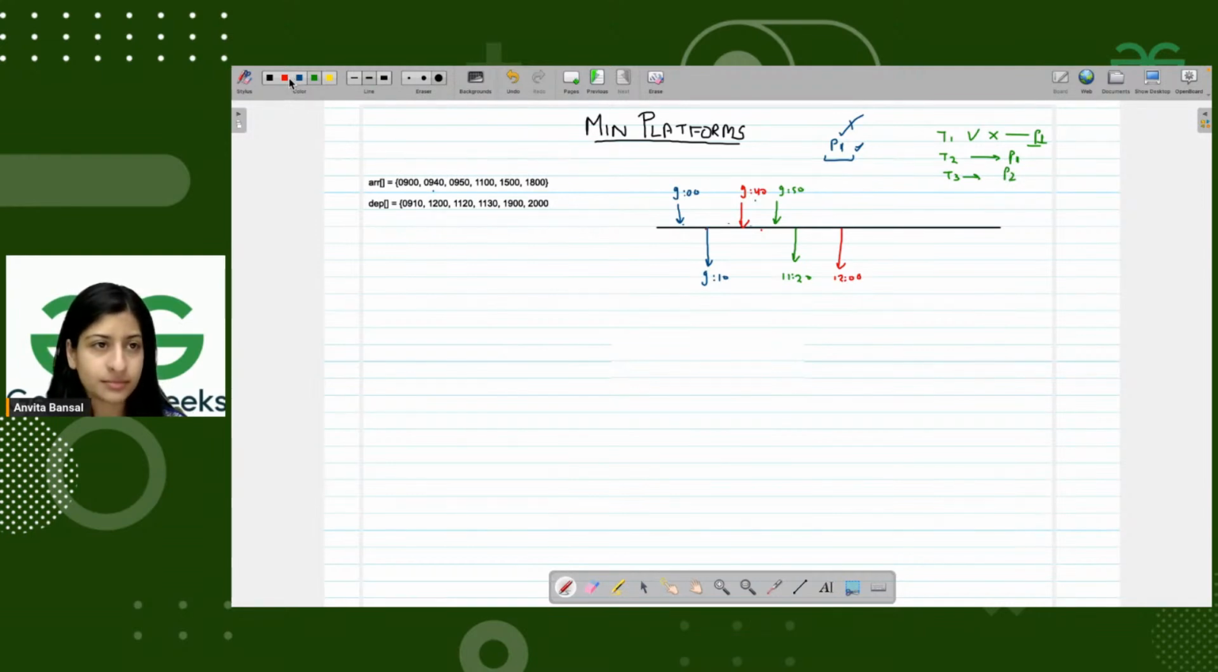So coming to the next one, let's say the other train comes at what time? 11 o'clock. The other train comes at 11 o'clock, which is somewhere here, let's say.